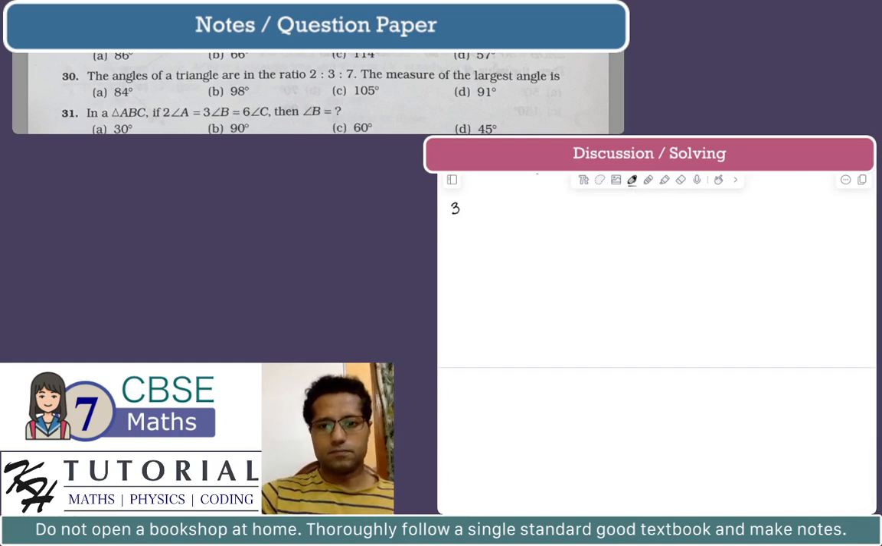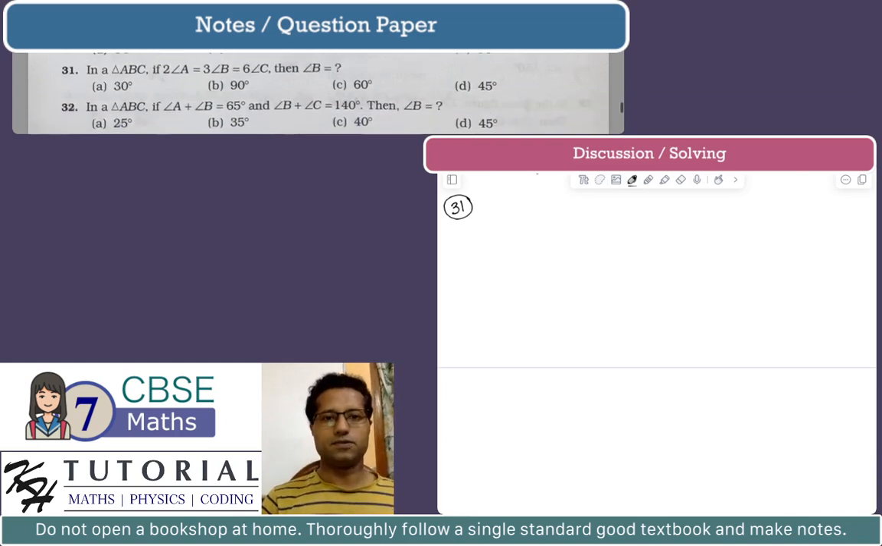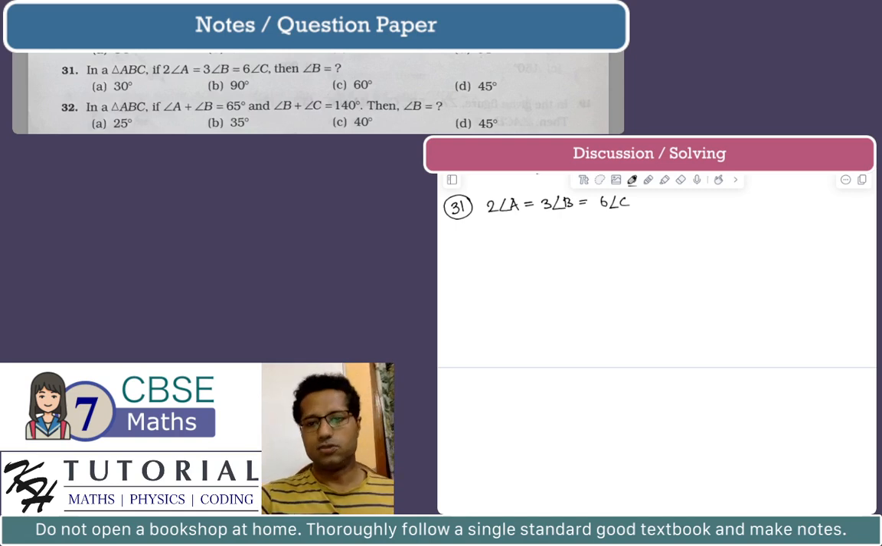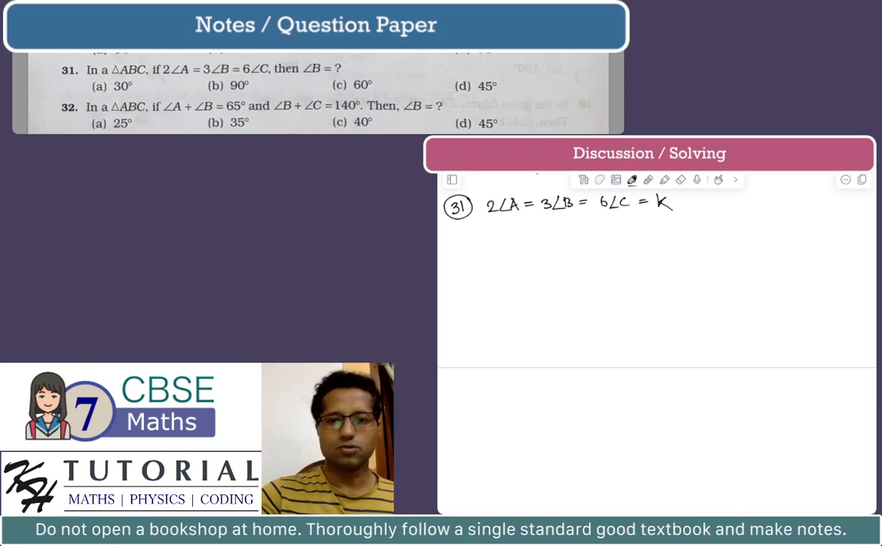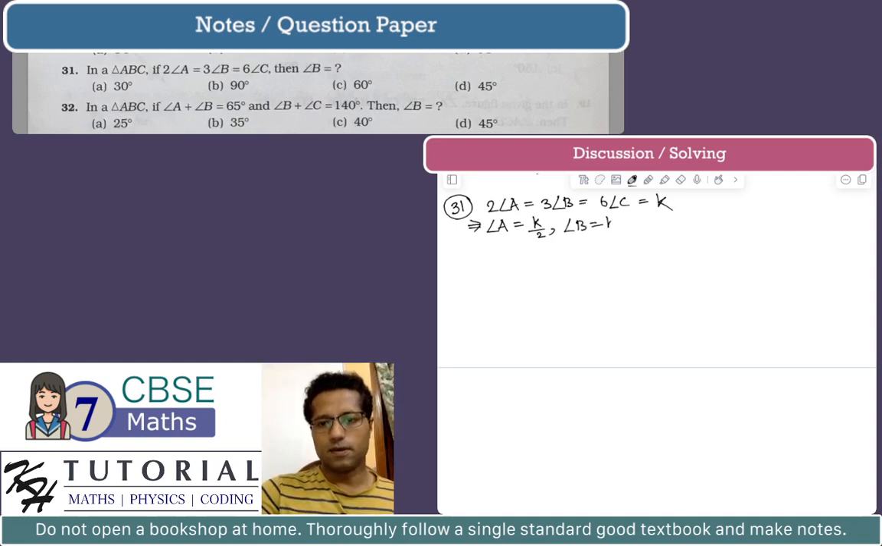Let's do problem number 31. In a triangle ABC, if 2 times angle A is equal to 3 times angle B is equal to 6 times angle C, then we have to find angle B. Now one method which is possibly followed in the textbook is that from the relation 2 times angle A is equal to 3 times angle B is equal to 6 times angle C, you assume all these values to be equal to some constant K. Then you will get all the angles A, B and C in terms of K. So angle A is equal to K by 2, angle B is equal to K by 3 and angle C is equal to K by 6.